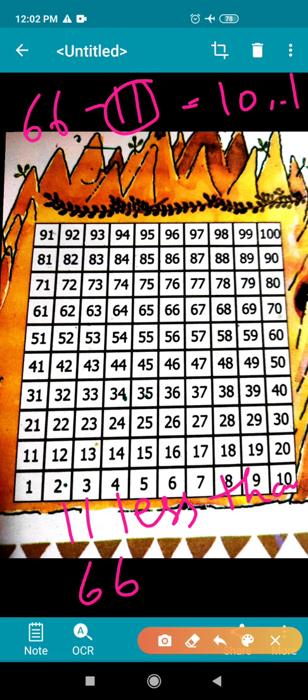Okay, so let us see, where is 66? 66 is here. Now move one step down, you come to 56, and then minus 1. In which direction do you have to move? Left direction. So you will come to this. Which number is it? 55. So the answer will be 55. Children, hope you are understanding it.